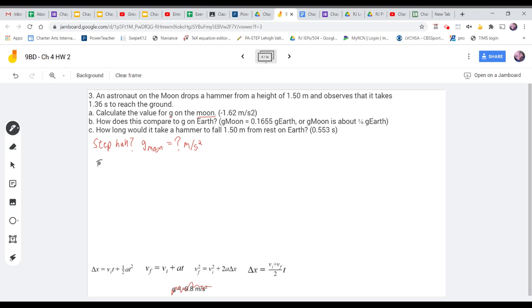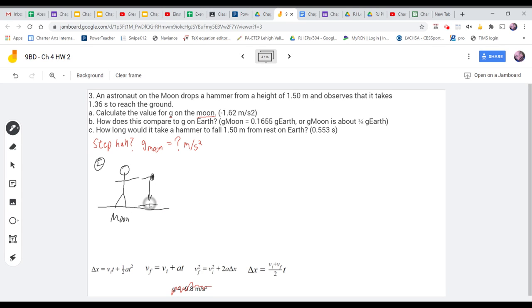On to step 1. So step 1 is make a sketch. So what do we have? We have the moon, which I will indicate by writing moon. So here is an astronaut standing on the moon. It looks just like a regular person standing on Earth, but take my word for it, that's an astronaut standing on the moon in a spacesuit. And the astronaut is going to drop a hammer from a height of 1.5 meters. So here's a hammer. The hammer is not moving at the beginning, but then the hammer is going to fall. And at the end, the hammer will be down here.